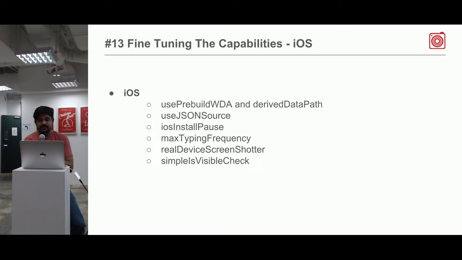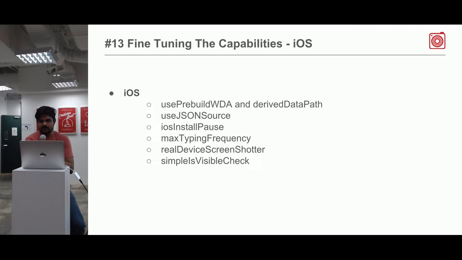Real device screenshotter, yeah. If you are taking a screenshot on a real device, it's always buggy. Instead, if you are enabling this one, Appium will use an ID-based screenshot library, which will be much more stable. It will ignore the default screenshot library from Appium.